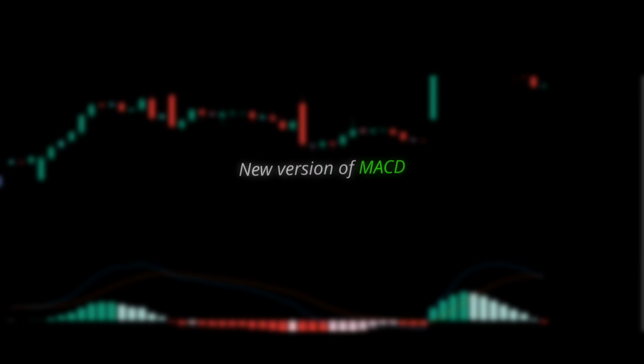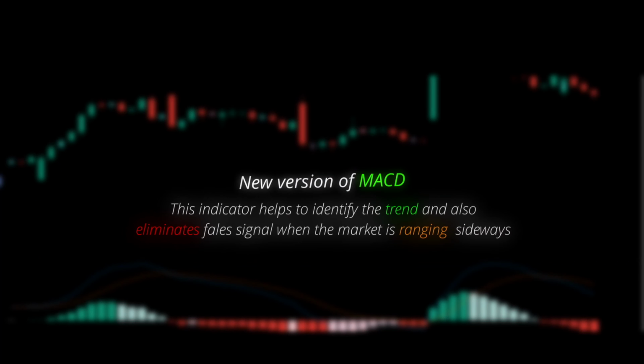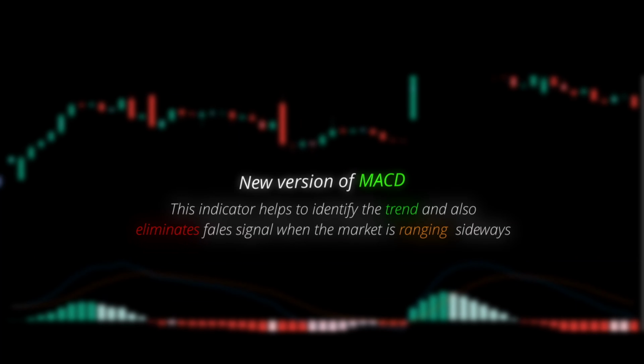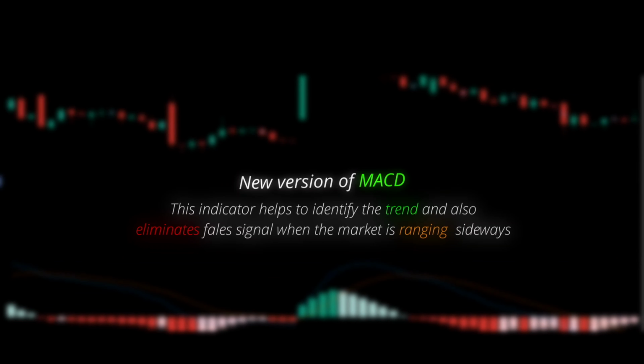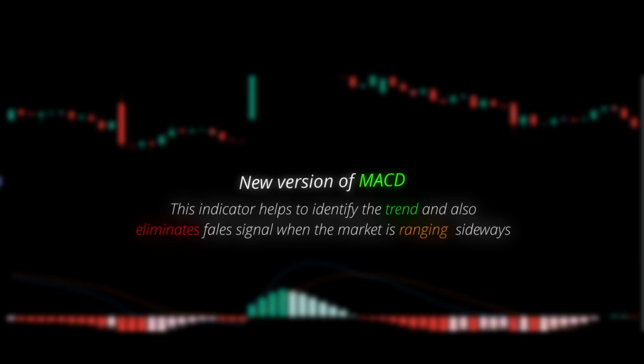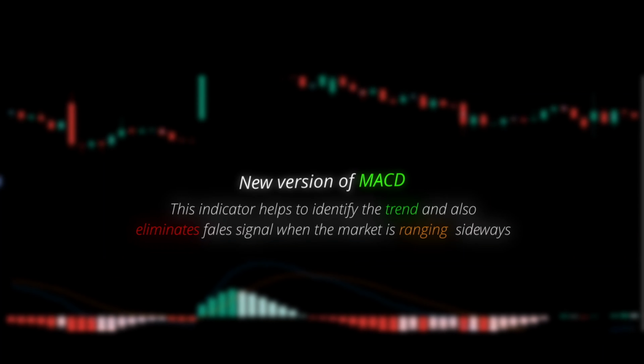Let's see. So what if I tell you about a new version of the MACD indicator? This indicator helps us to identify the trend and also eliminates the false signals. When the market is in a sideways range, your losses are also minimized due to this indicator. So the name of this indicator is M plus MCD. This indicator is just like MACD and its name is also M plus MCD. This is a momentum indicator that identifies the trend, and it has a unique feature which I will tell you later.